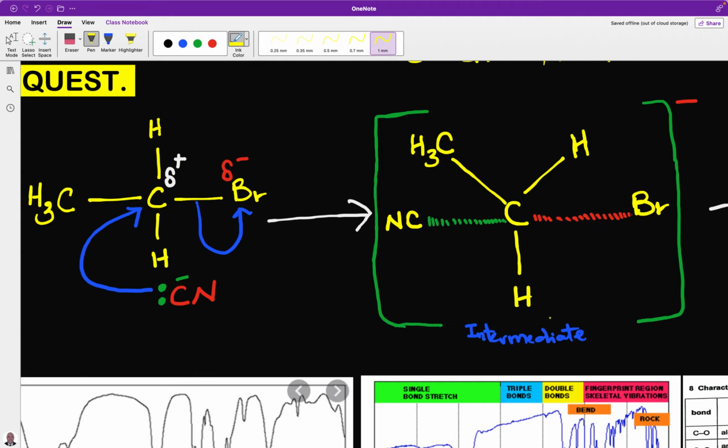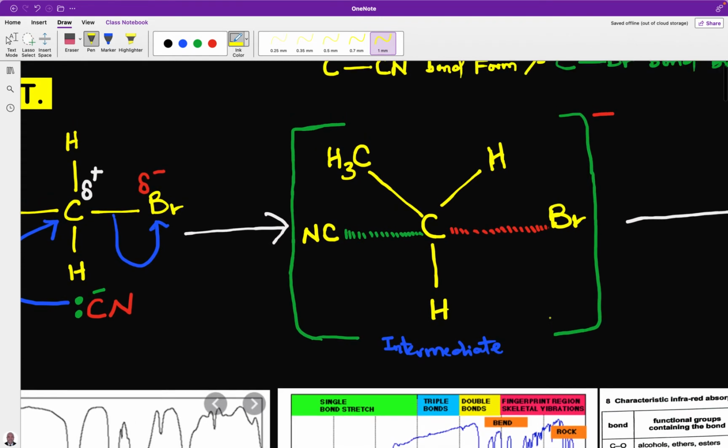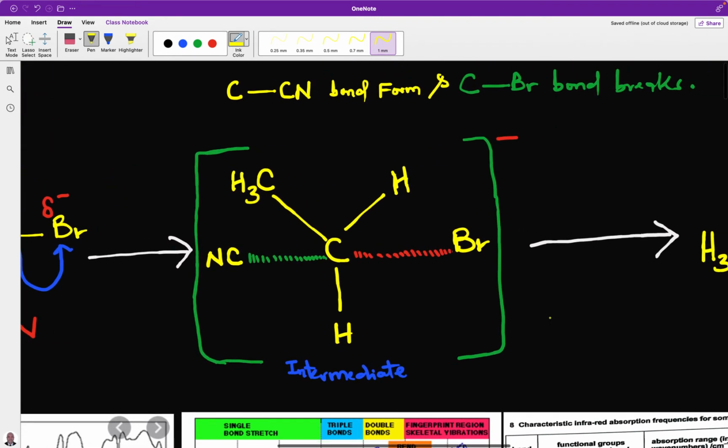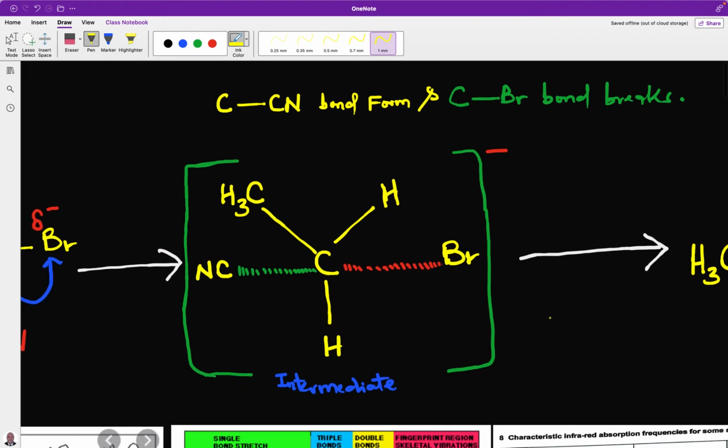We call this a transition state or an intermediate state, where the carbon-nucleophile bond is forming, while the carbon-bromine bond is about breaking. There is a transition state there. And I said there are 5 different bonds involved here. We have 1, 2, 3, 4, 5 at the transition state. There is bond formation and bond breaking at this stage.